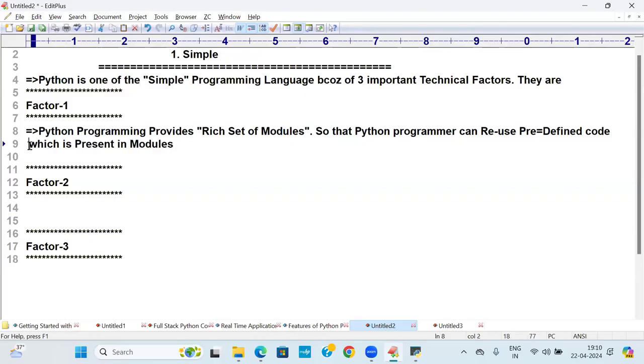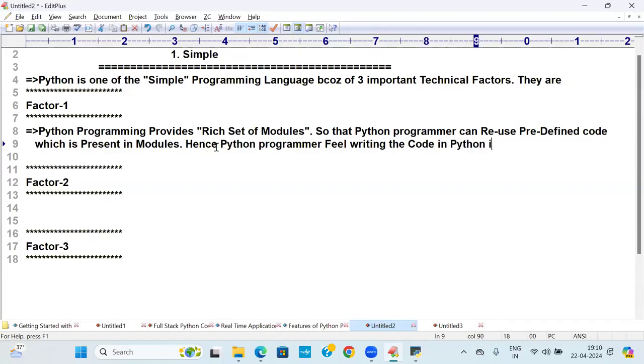So come to this point. Python programming provides a rich set of modules so that a Python programmer can reuse which code? Predefined code, which is present in where? Hence, this concept makes you what? Hence, a Python programmer feels writing code in Python is simple.